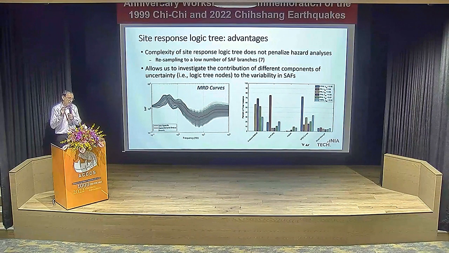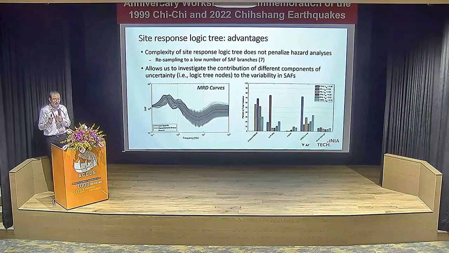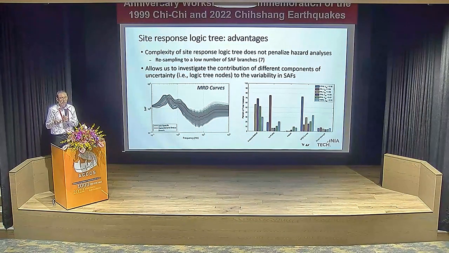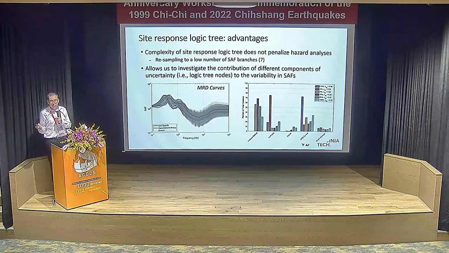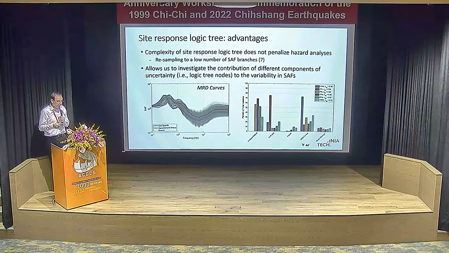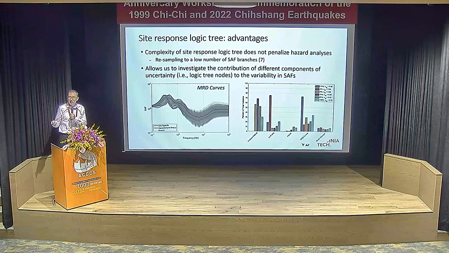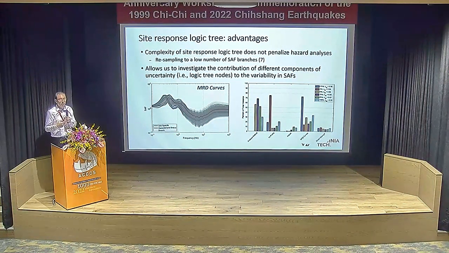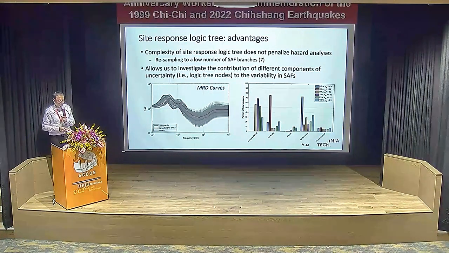Is one, and probably the nicest, is that the complexity of the site response logic tree doesn't penalize the hazard analysis, because it doesn't matter how complex your site response logic tree is, we can sample the results into a limited number of branches. Seven branches seems to be a good number to capture not just the median, but also the fractiles in the resulting hazard.